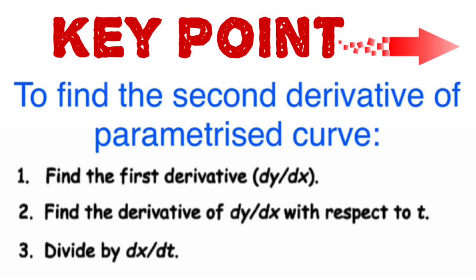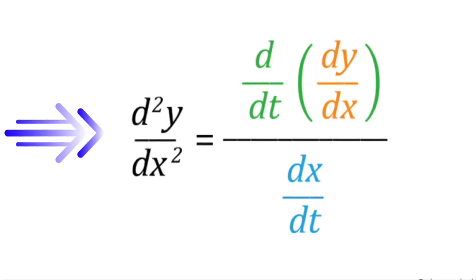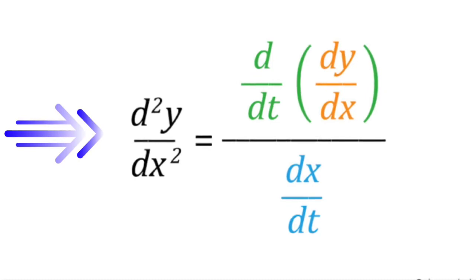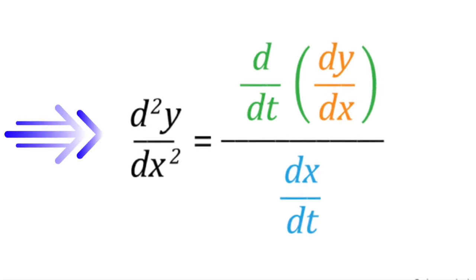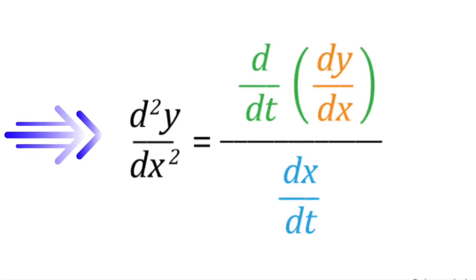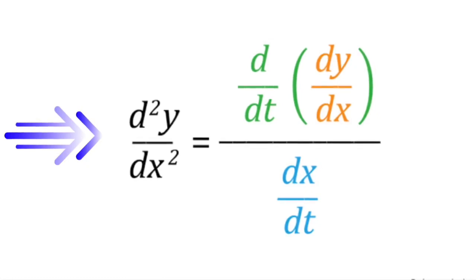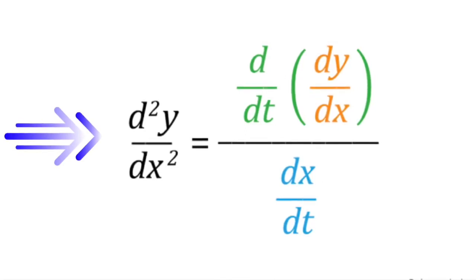So, let's see the formula of the second derivative of a parameterized curve. We have the formula d square y upon dx square equals the derivative of dy upon dx with respect to t, that is d upon dt of dy upon dx, divided by dx upon dt. Now, we are going to solve some questions based on this parametric function.